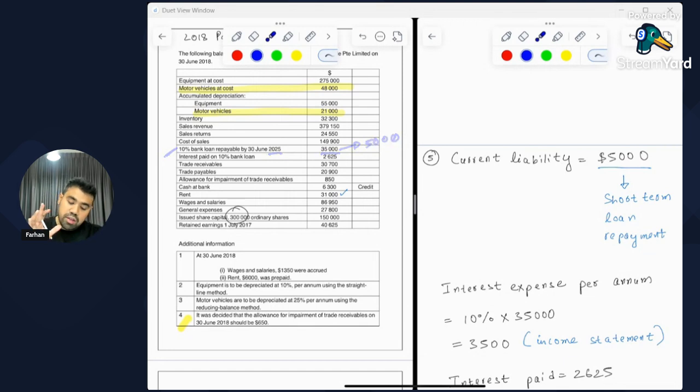Okay? Now, this is what we classify as a current liability. The reason this is a current liability is because, first of all, this is the amount that we owe to the bank.